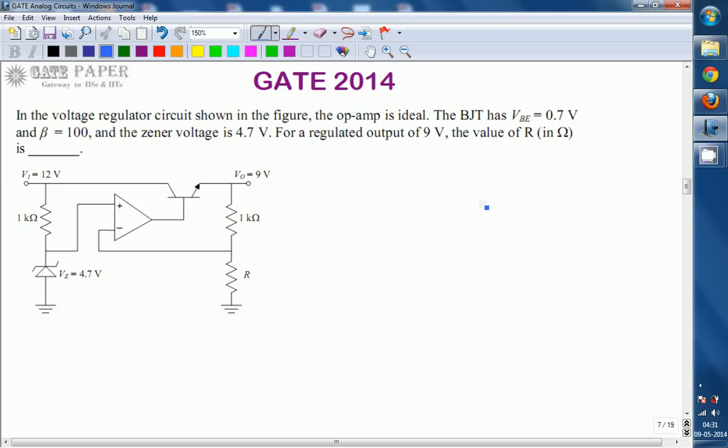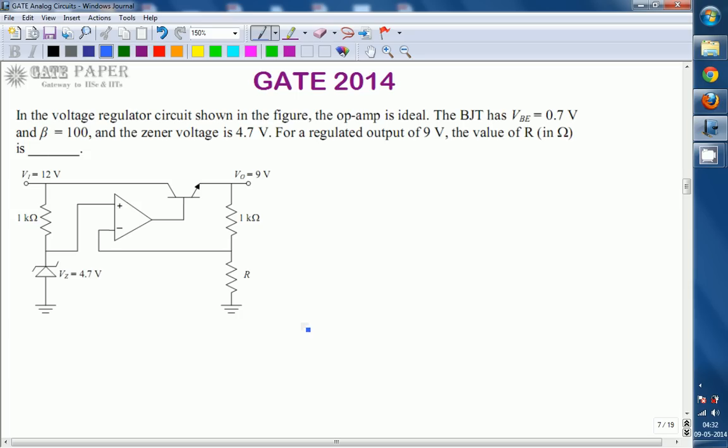Hello, we are discussing GATE 2014, and this question is related to analog circuits. In the voltage regulator circuit shown in the figure, the op amp is ideal. The BJT has VBE equal to 0.7 volts and beta 100, and the zener diode voltage is 4.7 volts. For a regulated output of 9 volts, find the required value of R in ohms.